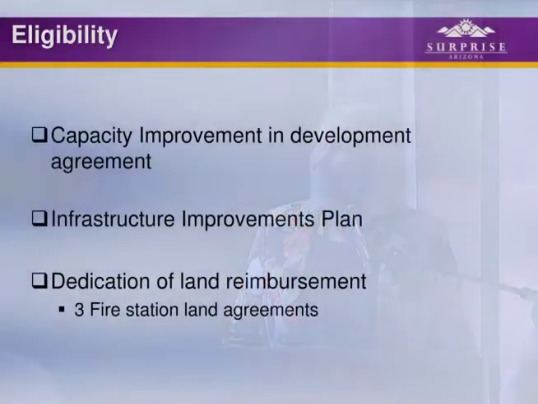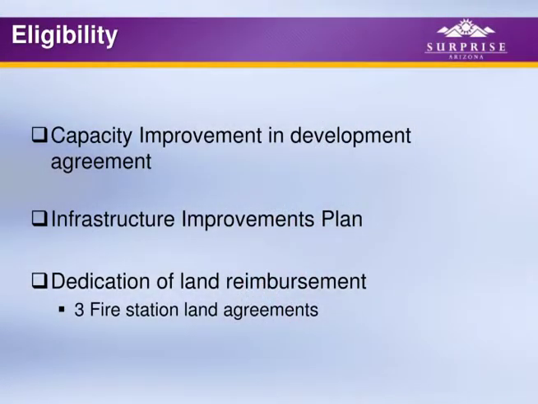So eligibility, it's a capacity improvement, and we're really stuck in these development agreements. So if it was in the development agreement, that's what we're legally bound to. It's a contract, so that's what we're going to credit you for. If they're in the infrastructure improvement plans, of course, an example is the dedication of land. So really what's written in the development agreements is kind of what we credit.